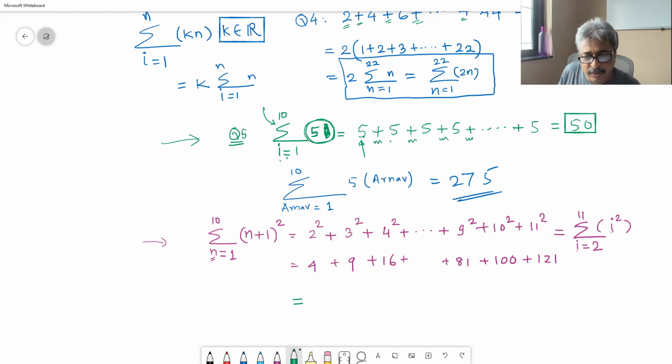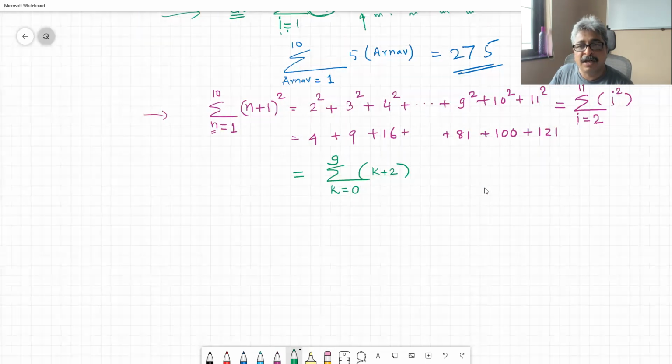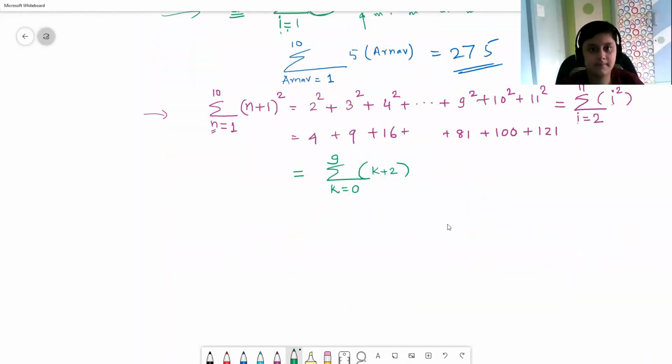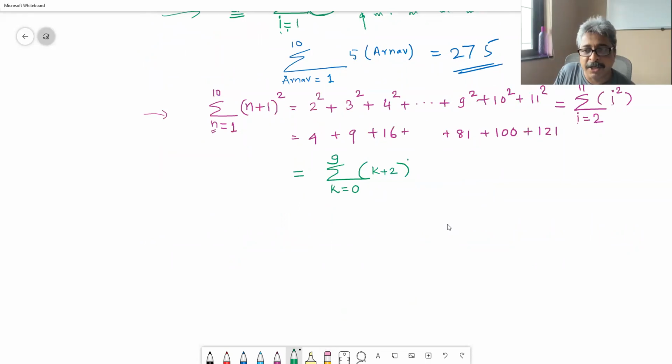Therefore, now I want to ask you in a different color. This sum is exactly equal to sigma k goes from 0 to 9 of (k plus 2)... Now let me put a little difficult. Sir, whole square. Yes, correct, whole square. Now I am not going to write these terms over here.